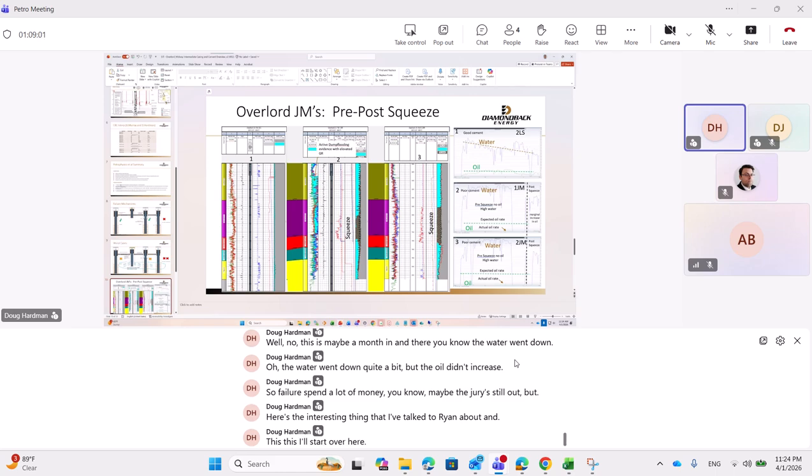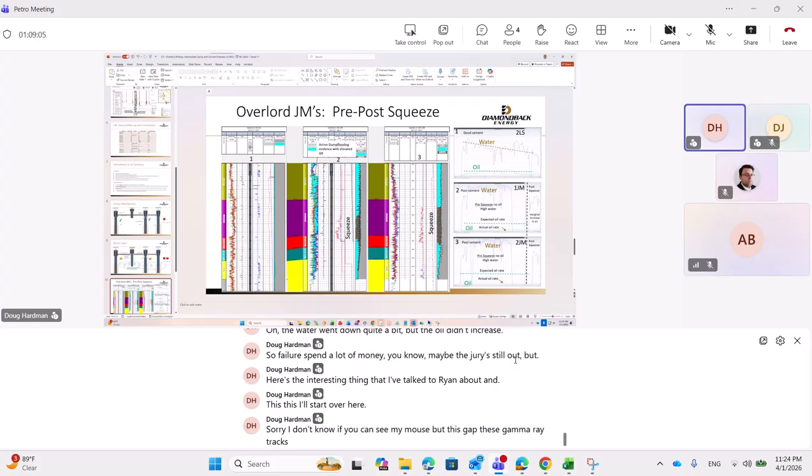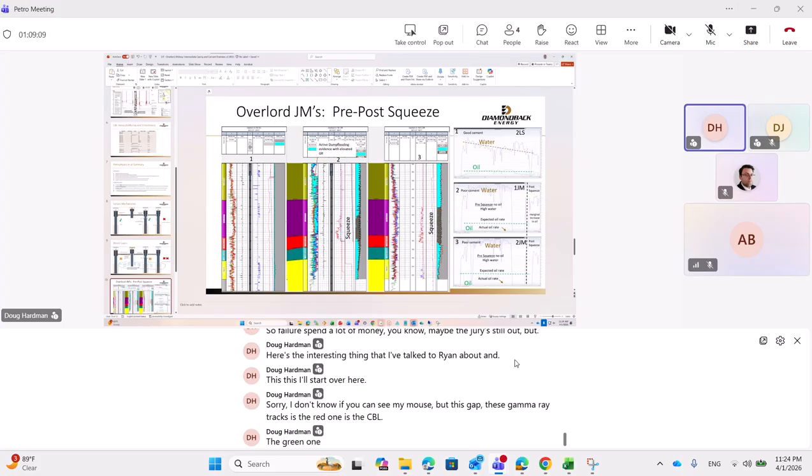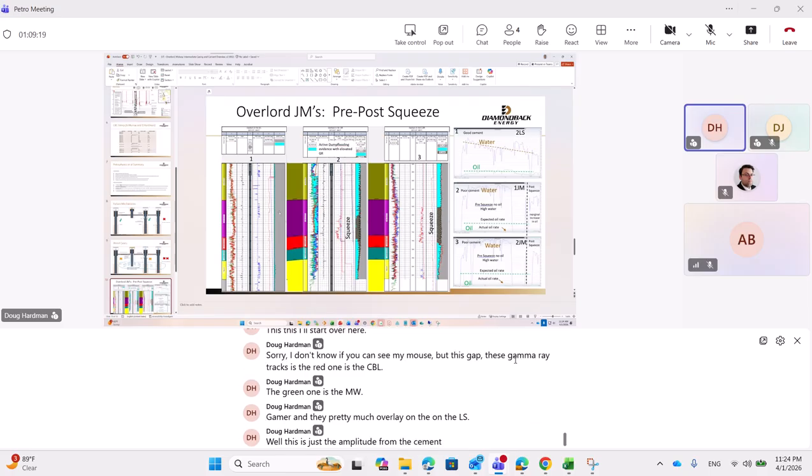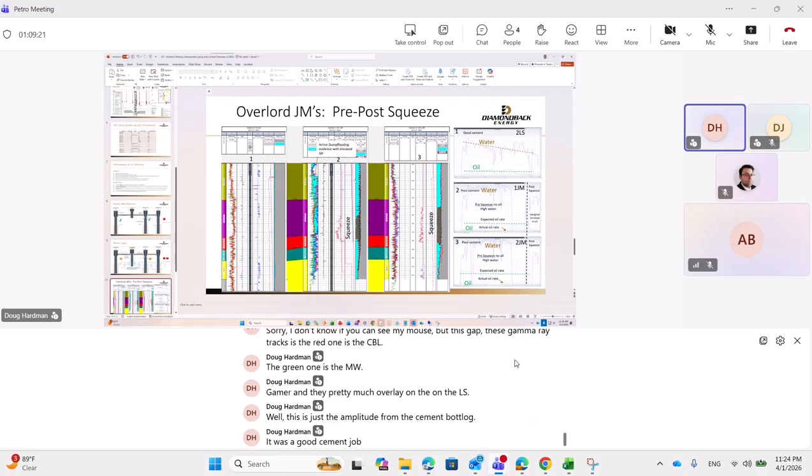Sorry, I don't know if you can see my mouse, but on these gamma ray tracks, the red one is the CBL, the green one is the MWD gamma ray, and they pretty much overlay on the LS well. This is just the amplitude from the cement bond log. It was a good cement job.